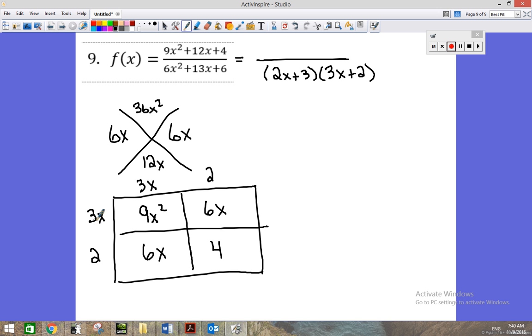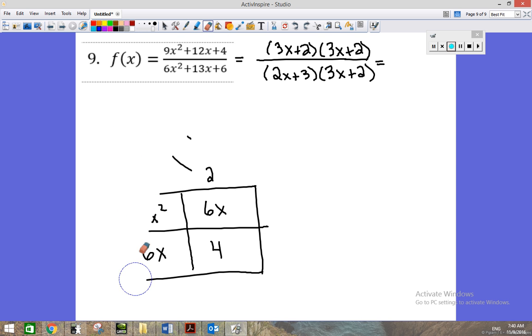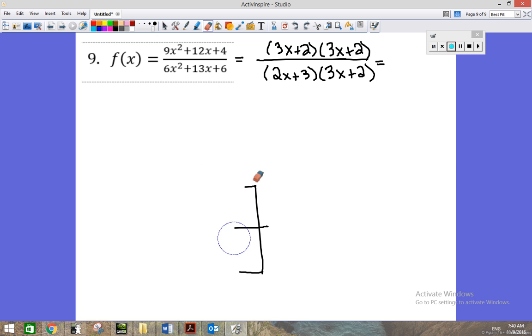3x divides, so 3x times 3x is 9x squared. 3x times 2 is 6x. So this is factoring to 3x plus 2 times another 3x plus 2. Now I don't want to reduce this yet because I haven't found my domain. It will never reduce if x is negative 2/3.